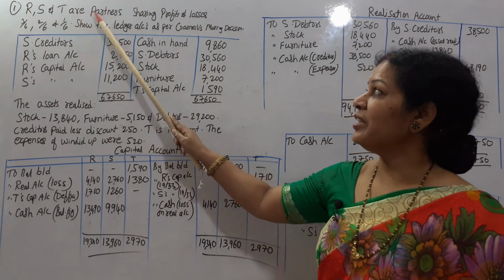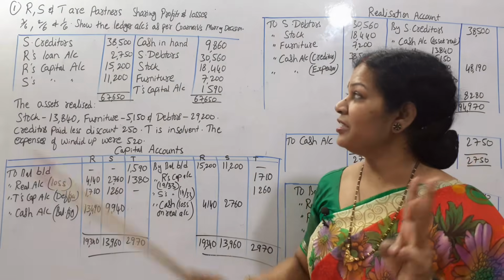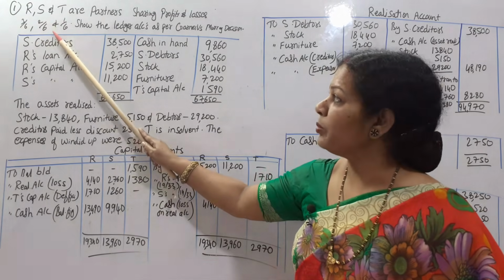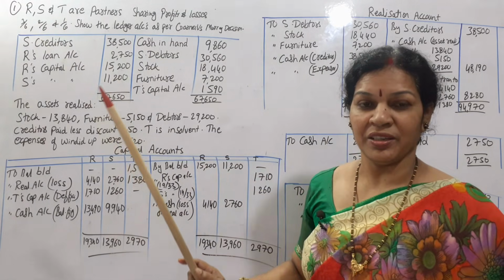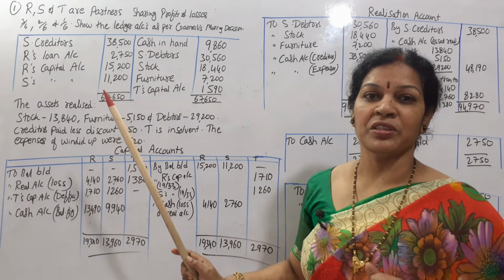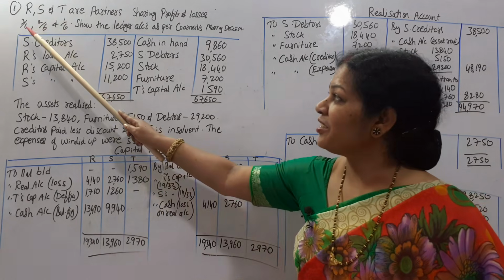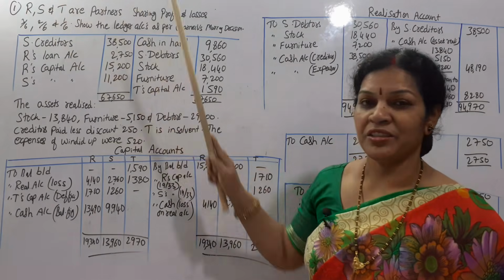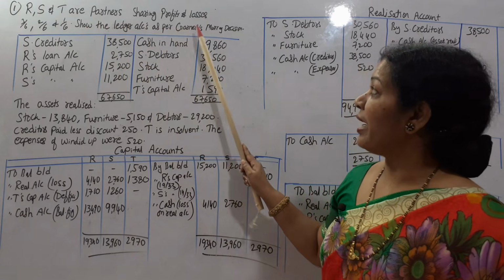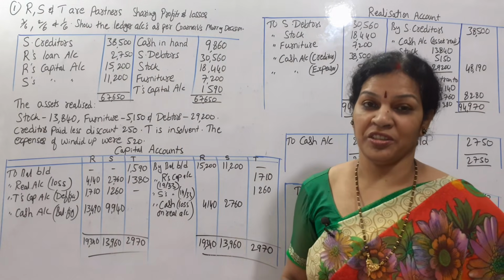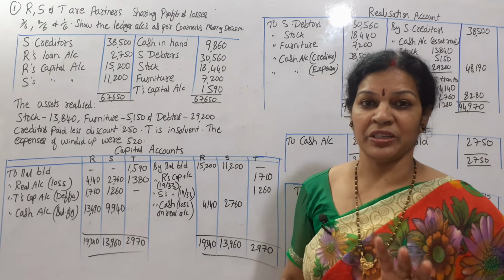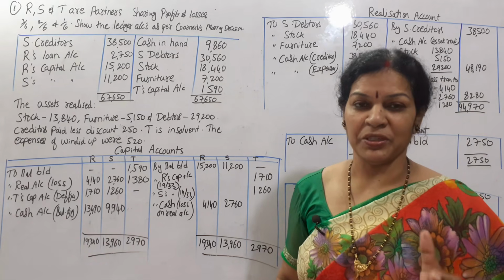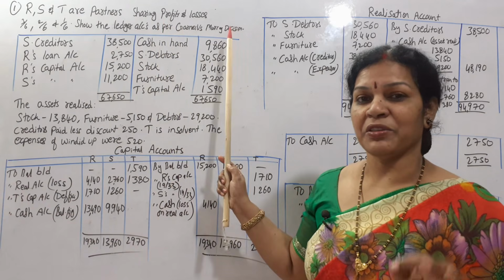R, S and T are partners sharing profits and losses 3/6, 2/6 and 1/6. Okay. Can you see the board? If you can't see, please use the computer or TV. And in the 3/6, 2/6 and 1/6 ratio, they are sharing the profits, R, S and T. Show the ledger accounts as per Garner versus Murray decision. We have to follow Garner versus Murray decision because we don't have any particular terms given in the partnership deed. So, we have to follow blindly the Garner versus Murray decision.